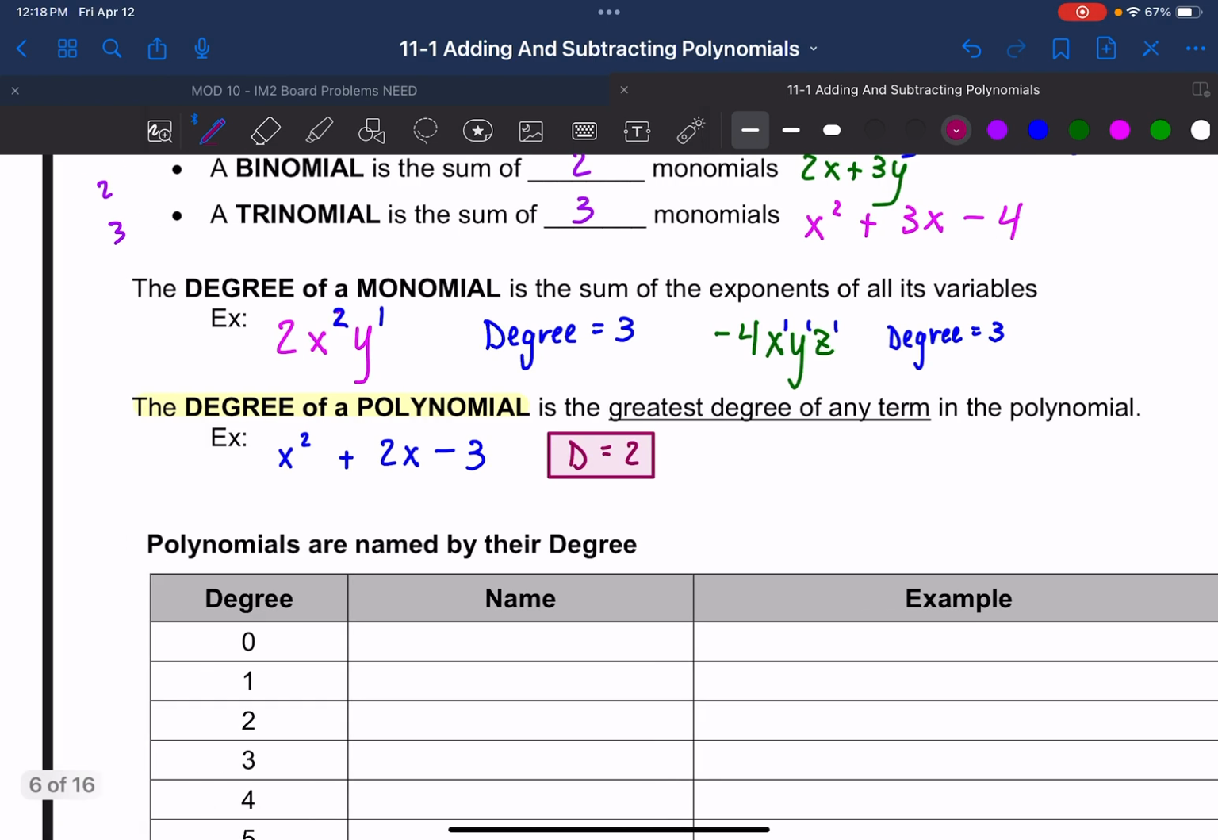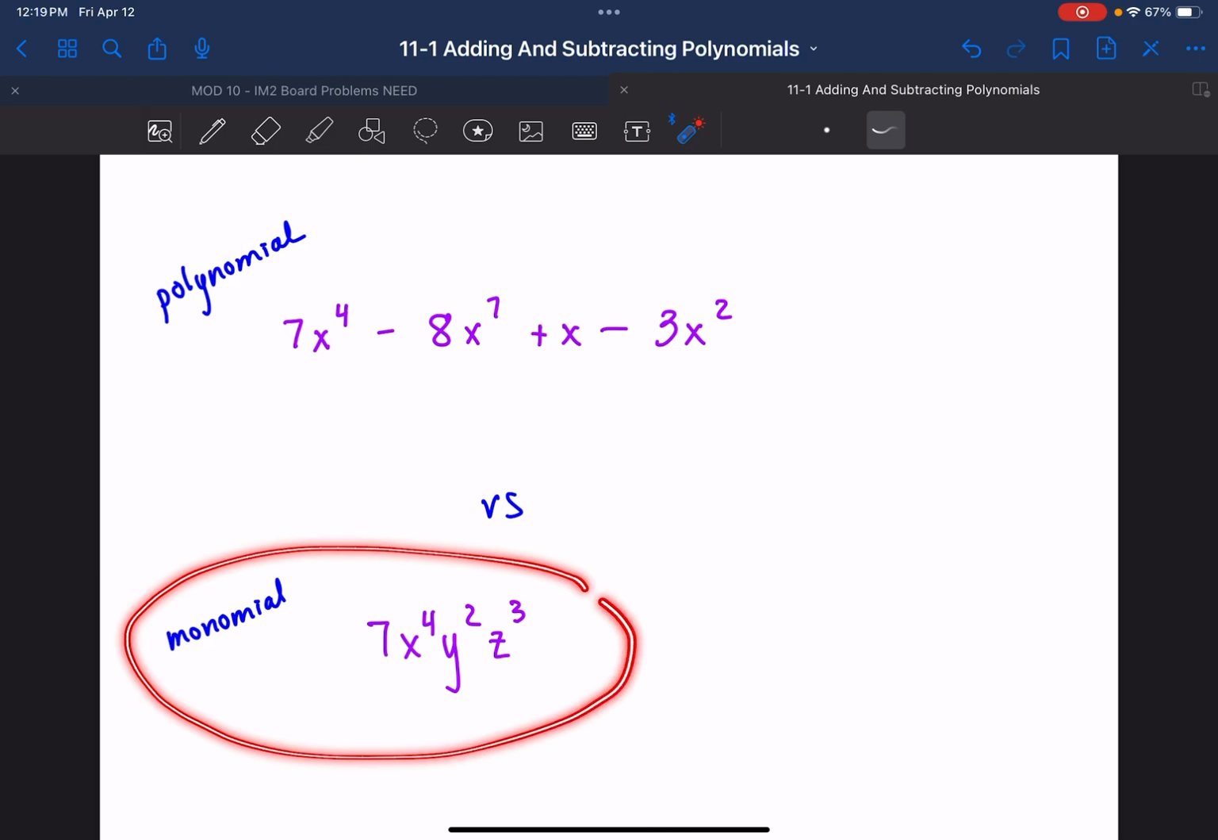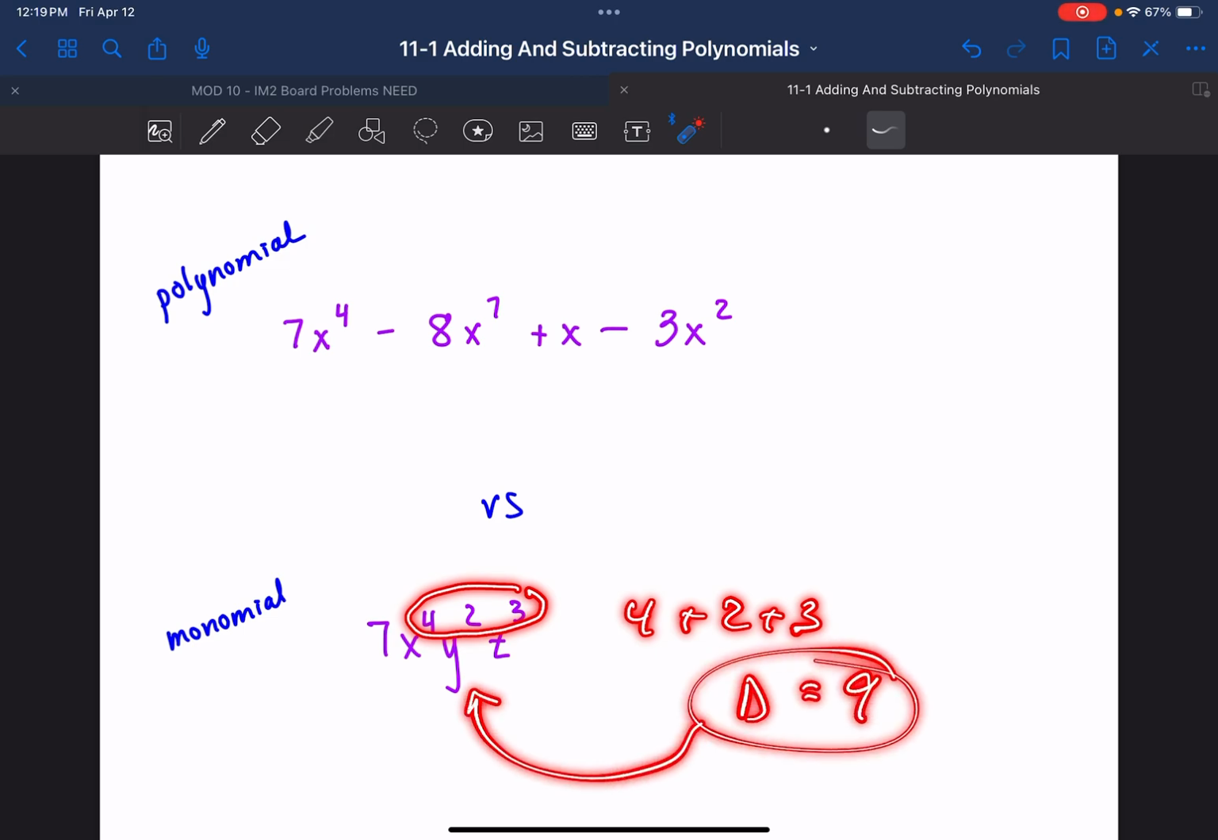So that can get confusing, the difference between them. So let me just explicitly show you the difference here. If I ask for the degree of a monomial, that's when we add all of these exponents. So I would take 4 plus 2 plus 3, which is 9. So the degree would be 9 of this monomial.